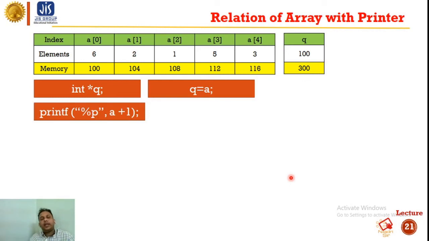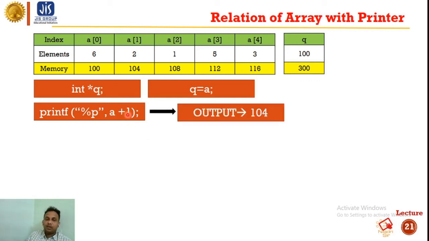Here printf percentage p, a plus 1. What is the value of a? A is 100, a plus 1 is 104. So it will print 104, as percentage p is for an address. If it was percentage d, it would print something else, but here it is percentage p, which means it will print an address.